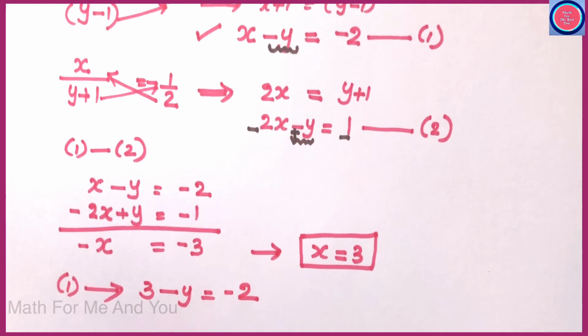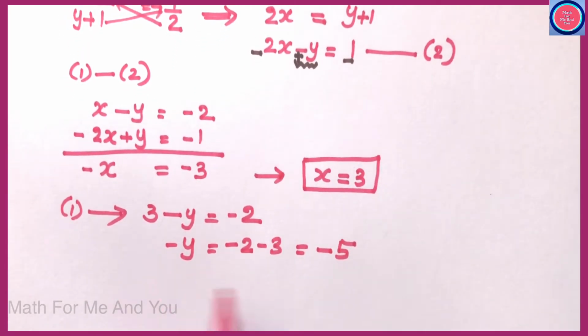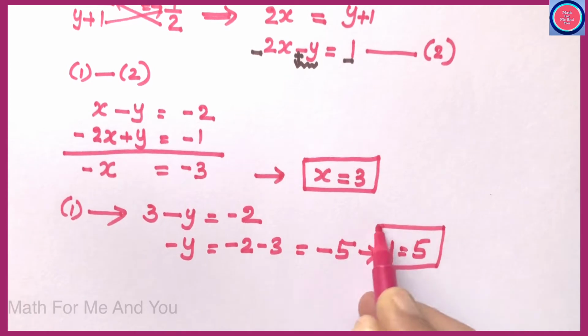3 we can move to the other side. We get only minus y on the left side, minus 2. 3 becomes minus 3 on the right side. Minus 2 minus 3 is how much? Minus 5. Here also we get minus y equals minus 5. What about positive y? y is equal to positive 5. We can write y is equal to 5.